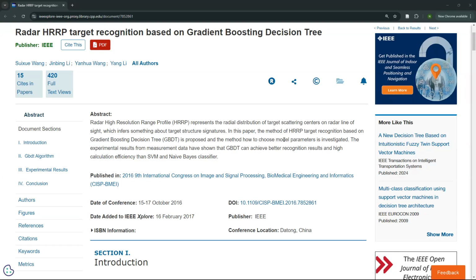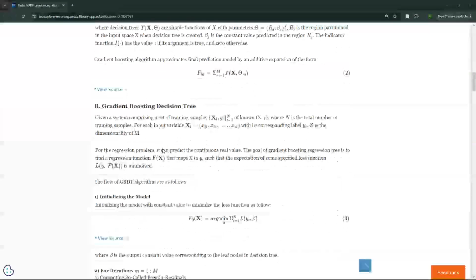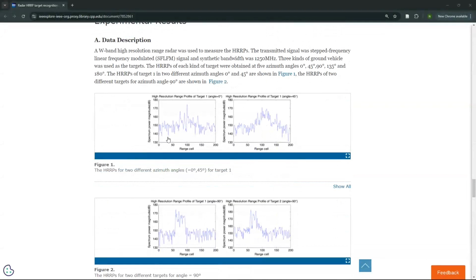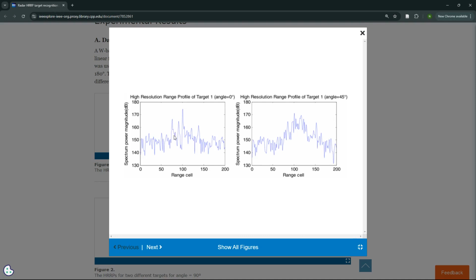Today we're going to discuss this paper, Radar HRRP Target Recognition Based on Gradient Boosting Decision Tree. Let's start by describing what is HRRP, which is Radar High Resolution Range Profile. Radar range profile is the distribution of the power reflected versus range. So here we see an example.